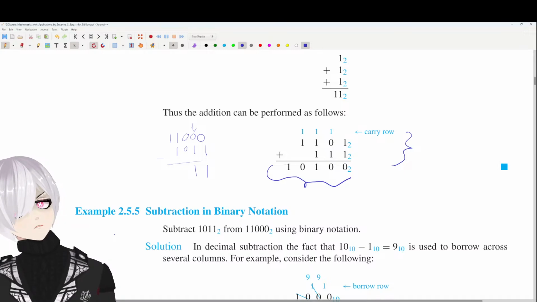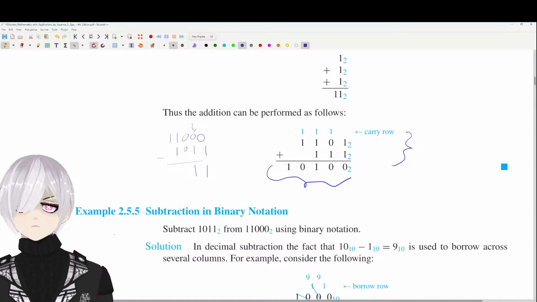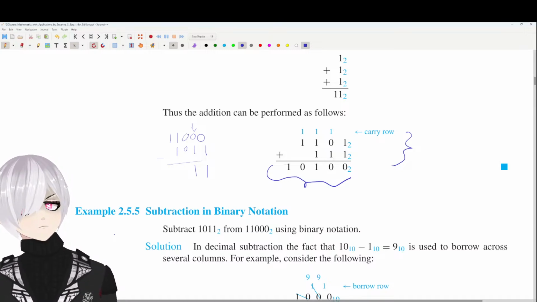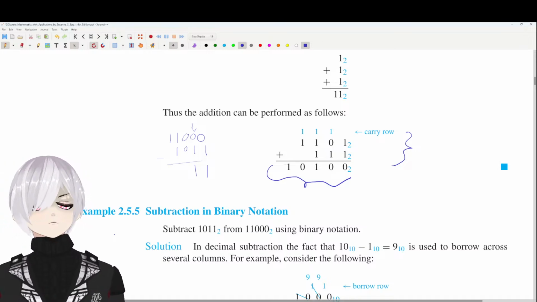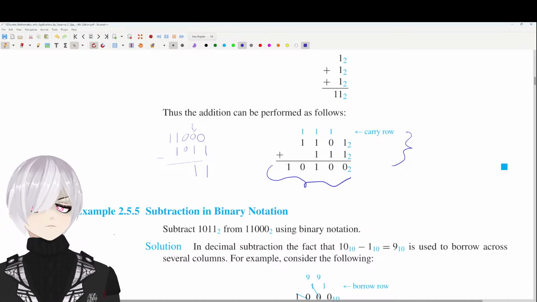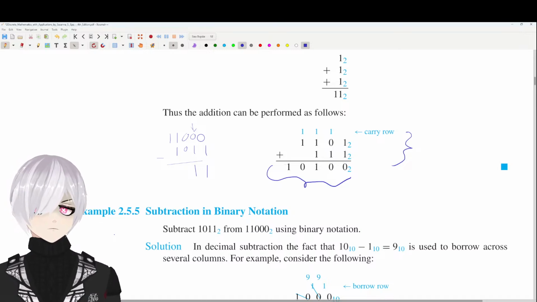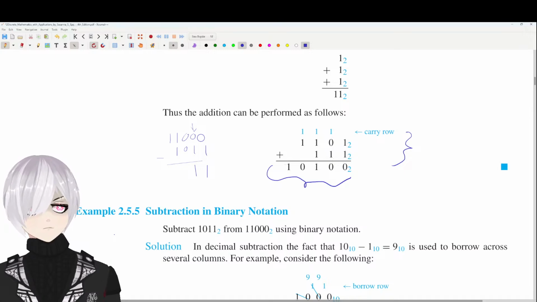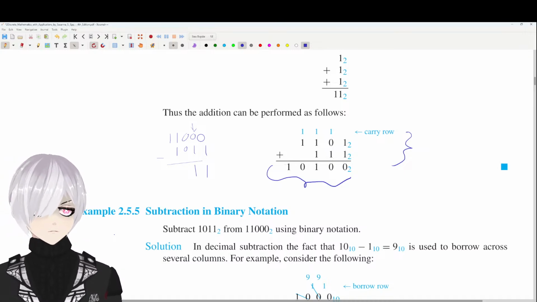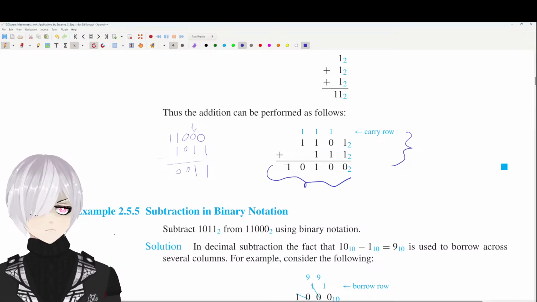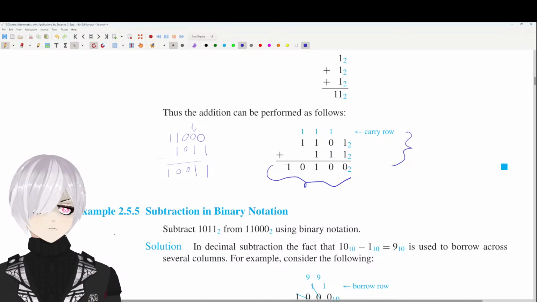So what about 10 minus 0? I guess that'll be 10, but we need to have just one digit in the difference, so we've got to borrow. Oh wait. I guess so.